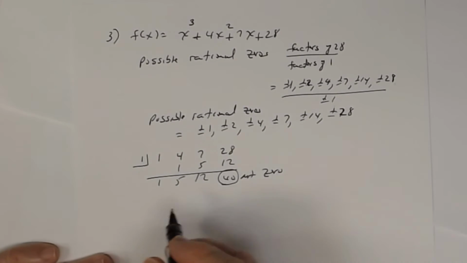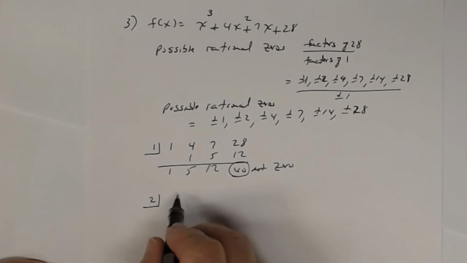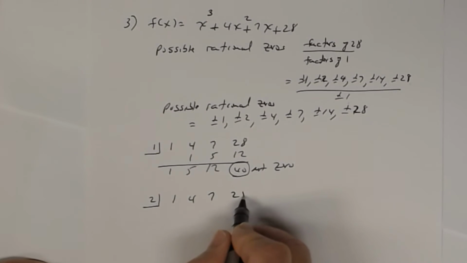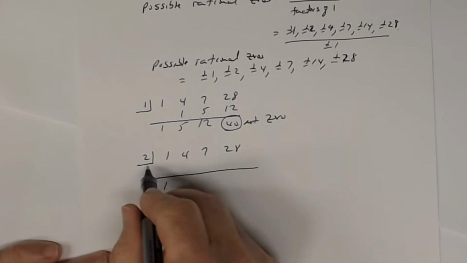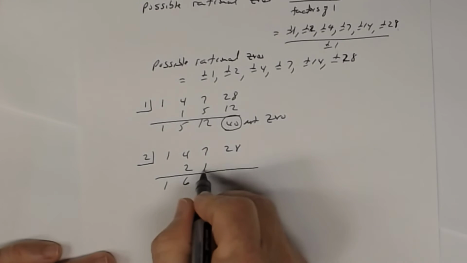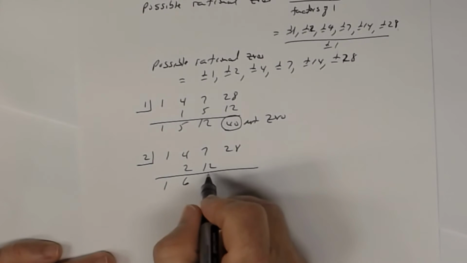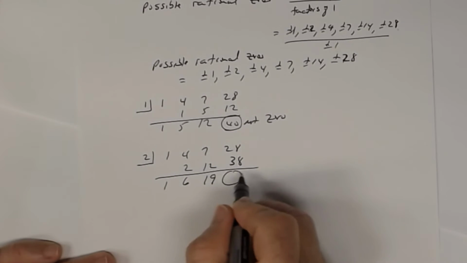So let's try 2. So if I try 2, I get, let's see, 1, 4, 7, 28. So bring down the 1. 2 times 1 is 2. 4 plus 2 is 6. 2 times 6 is 12. 12 plus 7 is 19, and that's not going to work either, right? So that's not 0.